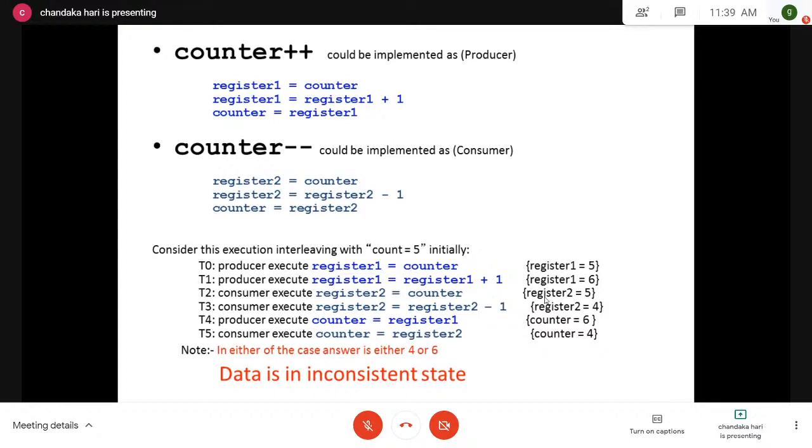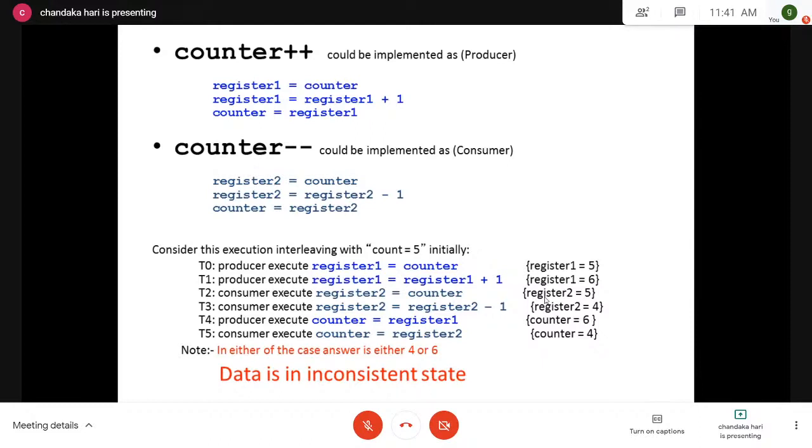After that, the consumer retrieves one item. Now, what is the count value? Again, it becomes 5 only. Why? Because initially the producer produced an item into the buffer, it became 6, and after that the consumer retrieved one item, and it went back to 5. But if you are not providing any security mechanism for this counter, the counter value is copied into register 2. What is the counter value? Still it is 5 only, because the updated value is only in register 1. This value is not copied back yet.